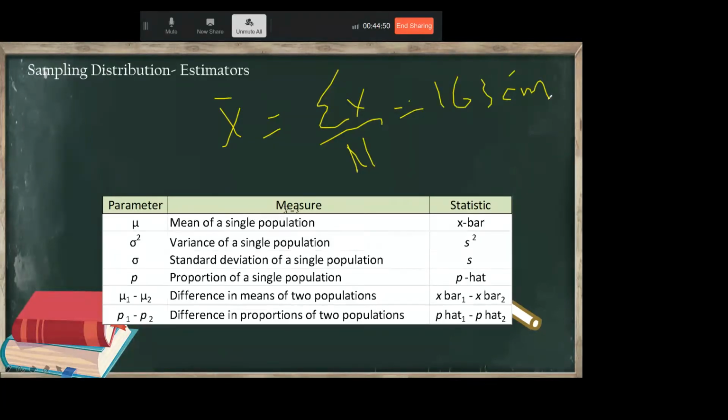So based on this sample, I can estimate and claim that overall in this campus, the female students have an average height of 163 centimeters. Now this may be true, this may not be true. That we are going to test, and how to do that we will talk about in later lessons. But this is what we are doing.